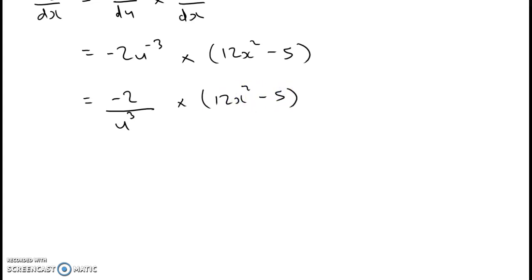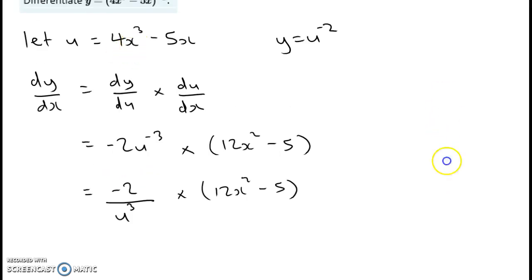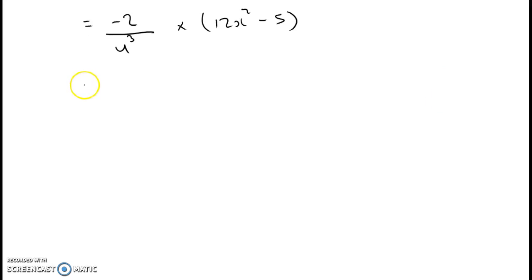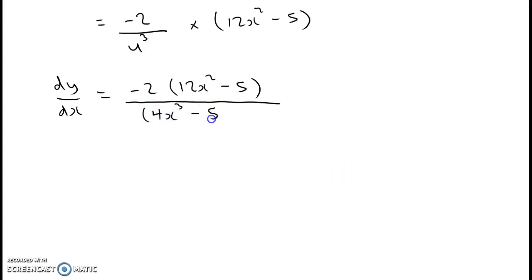And let's just tidy it up by substituting our u back in. So we defined our u as 4x cubed minus 5x. So this will become dy/dx equals minus 2 times this here, 12x squared minus 5, all over u cubed. So (4x cubed minus 5x) all cubed. Alrighty, let's have a look at one last question.